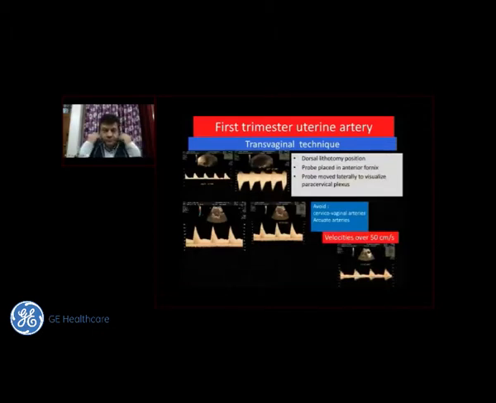And please also remember that the patient has to be in the dorsal lithotomy position and the probe placed in the anterior fornix, then moved laterally to visualize the paracervical plexus. And please also, one point of caution and very, very important, please avoid cervicovaginal arteries or the arcuate arteries or their branches.